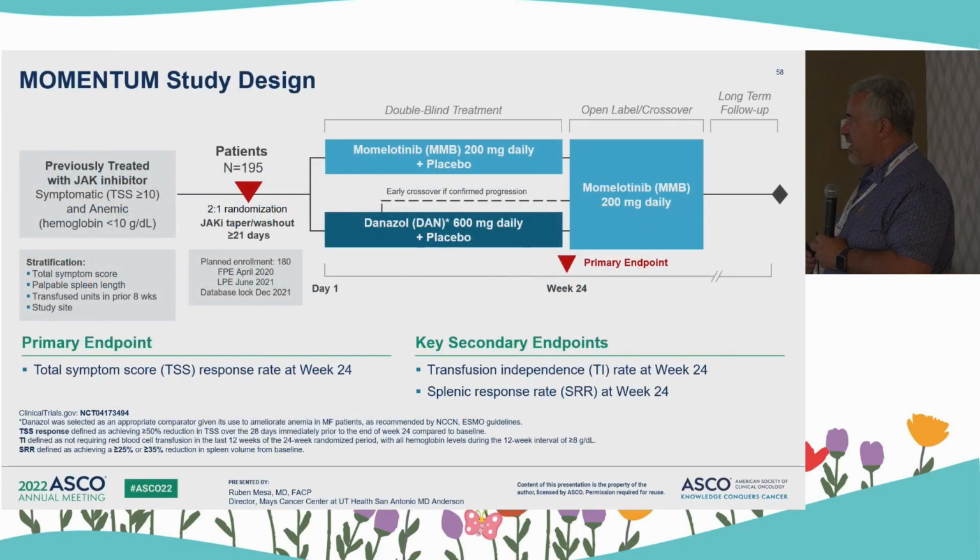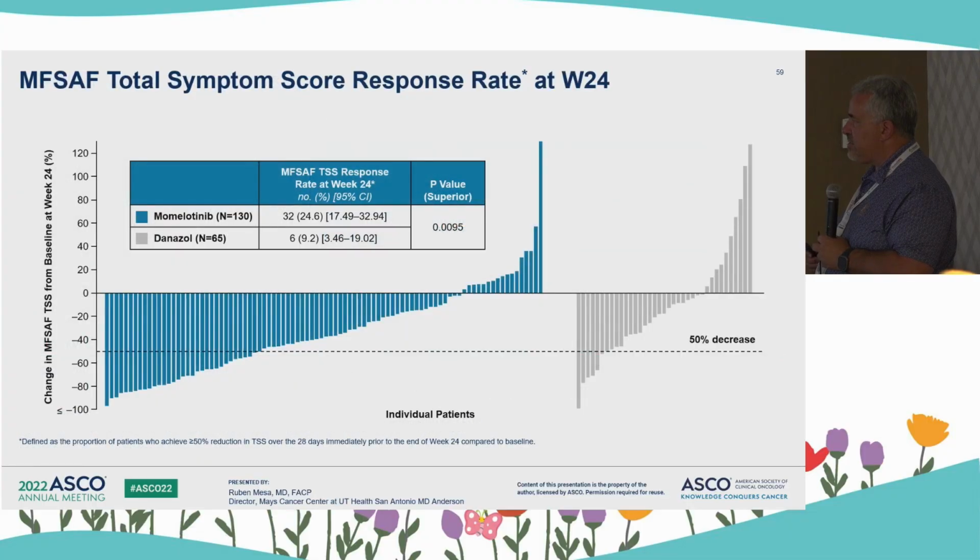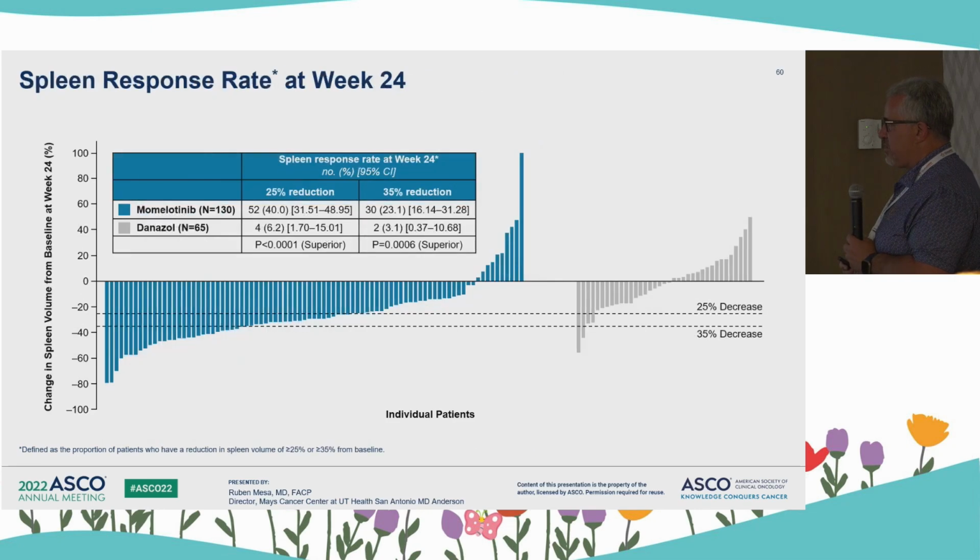It's just showing, again, in various studies, we have momelotinib that's now approved, in part because of its impact on improving spleen symptoms and anemia. But it was improvement of symptoms that was the primary driver of its approval.